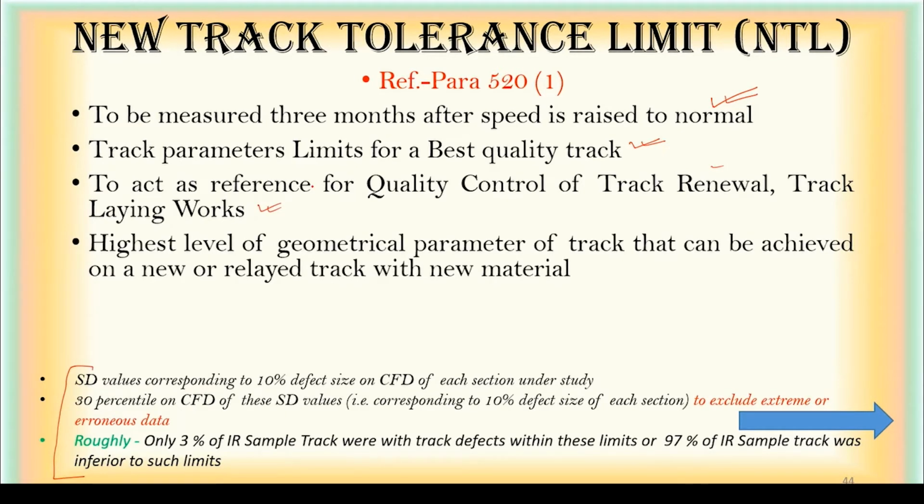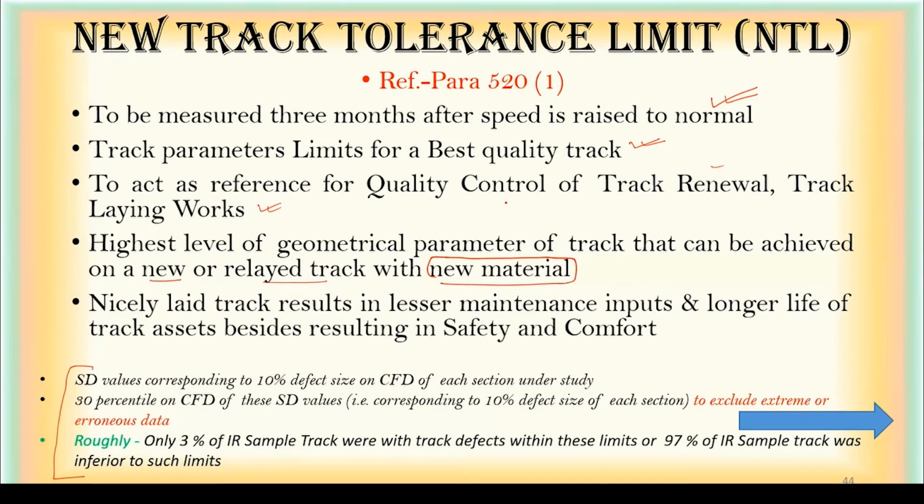किस तरह की quality का work हुआ है, we can judge it. Highest level of geometrical parameter of track that can be achieved on a new or relayed track with new material. If everything has been kept new in the renewal or what you call laying of new line or doubling, then what best quality can be achieved? This is indicated by new track tolerance limits.